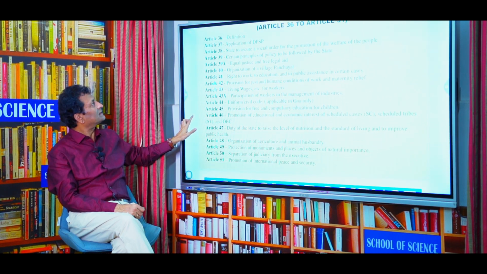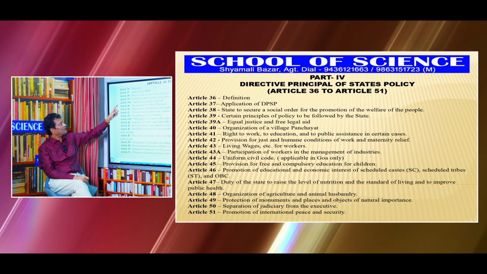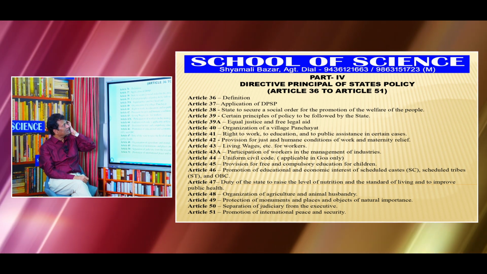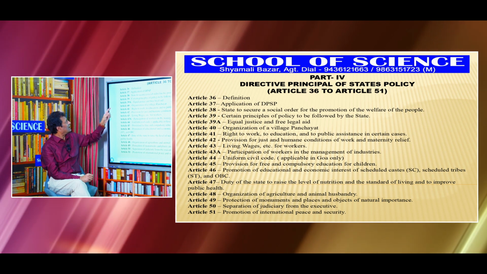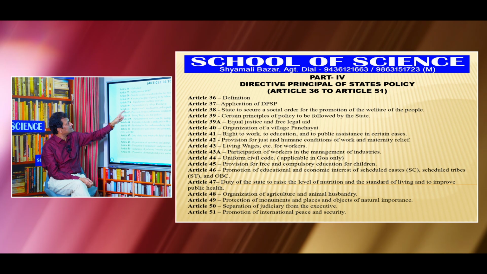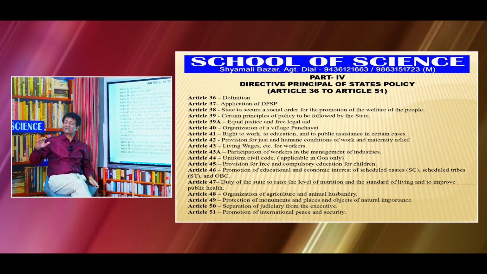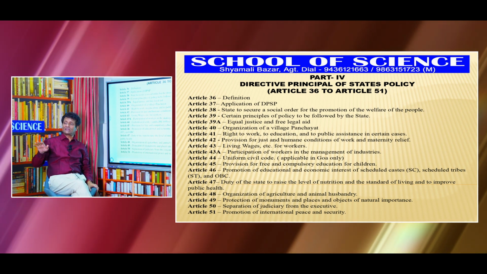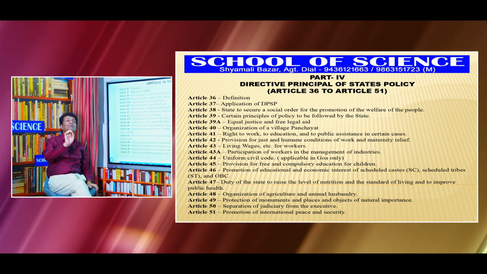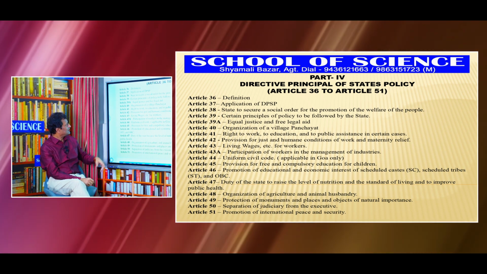Now, first one, Article 36 to 51. Article 36 is definition, 37 is application of DPSP. DPSP stands for Directive Principles of State Policy. Article 38, state to secure a social order for the promotion of welfare of the people. Article 39, certain principles of policy to be followed by the state. Article 39A, equal justice and free legal aid. Article 40, organization of village panchayats. Often it is asked which article of the Indian Constitution deals with the panchayat. It is Article 40. Article 41, right to work, to education and to public assistance in certain cases.